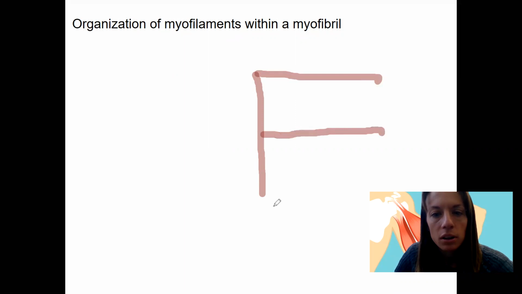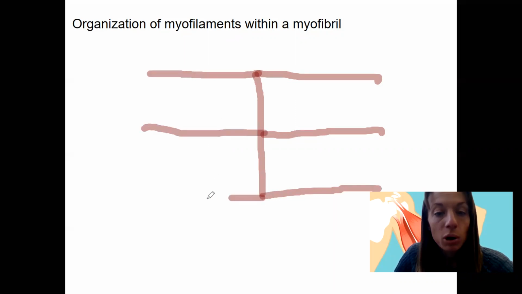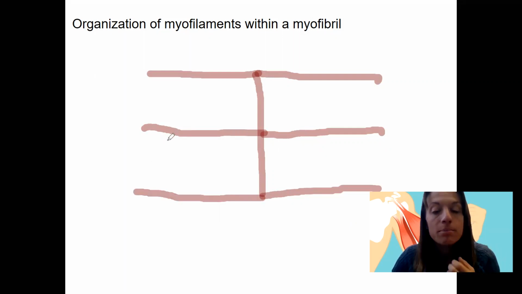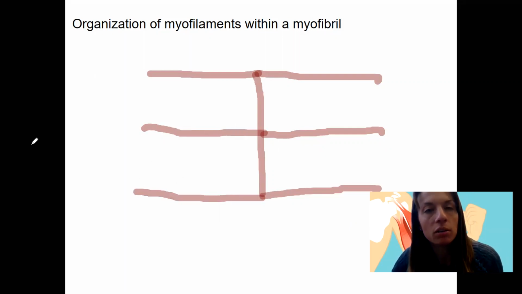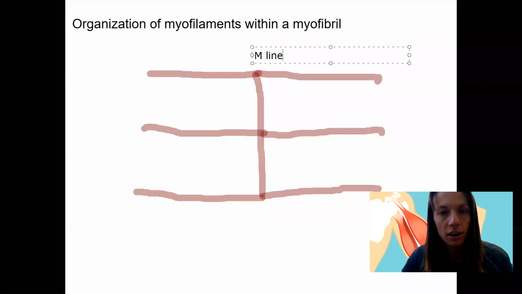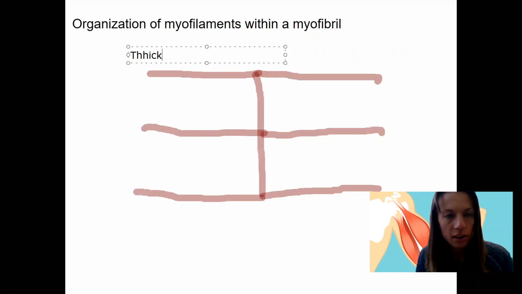some protein filaments, myofibrils. Myofilaments are literally protein fibers that make up the myofibril that compose the bulk of the cell. So let's start labeling some things here. This midline here is called the M line, right in the middle. This dark band is the thick filament, which is made out of myosin.